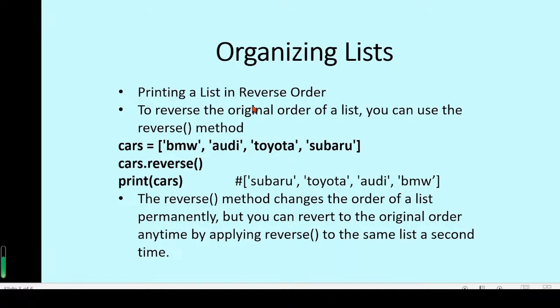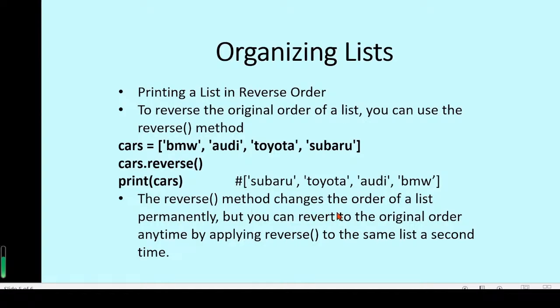So, print a list in reverse order. To reverse the original order of a list, which may not be alphabetical order, you can use the reverse method. So this is the original list. If we use cars.reverse() and print cars, then the order of the elements is reversed. The last one will be printed first.